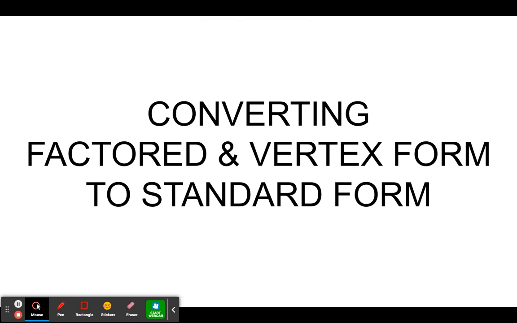Hey guys, so I'm going to go over two things really quick. The first thing is going to be how to convert from factored and vertex form to standard form. Standard form is basically the one that's already multiplied out. So what we're going to do is use the box method to multiply. And this isn't like an entire brand new lesson to learn it as if this is the first time. This is just a reminder.